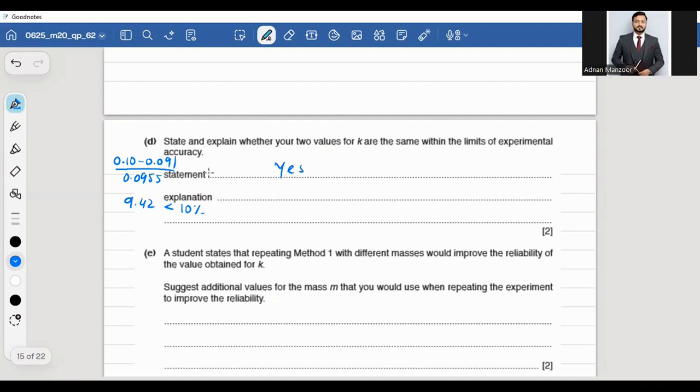Or you can say 0.1 and 0.09 are very close together, so you can use the same. Otherwise, the values are considered to be equal as both are within limits of experimental accuracy.